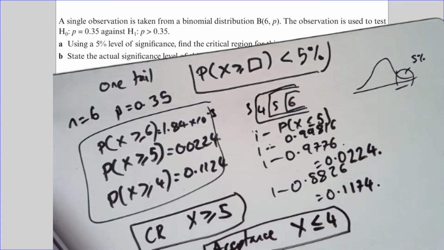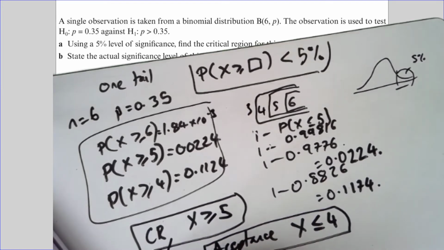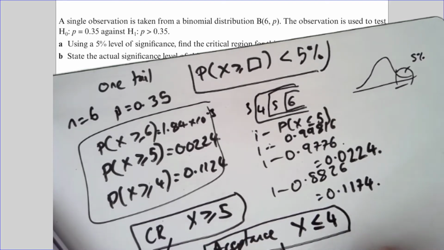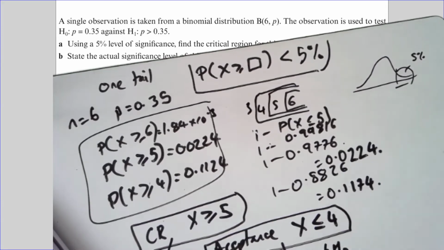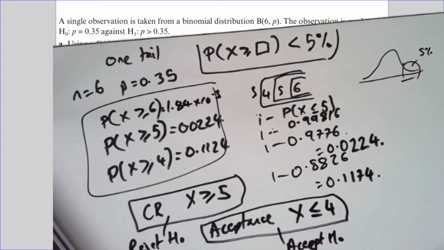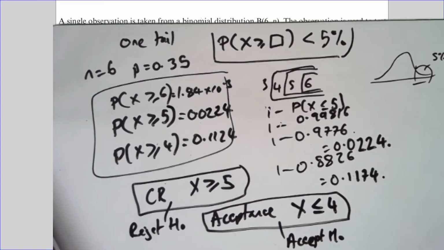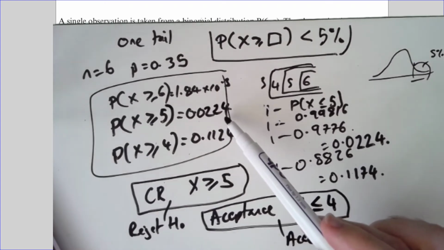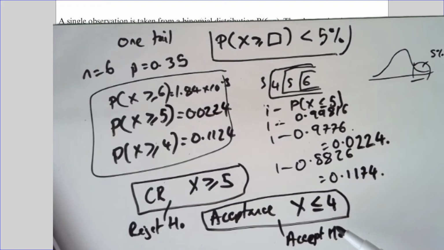So if you get 5 or higher, we reject H0, and 4 or lower, we accept H0. So if we have greater than or equal to 5, we're going to reject H0, because that is the 5%, well in this case 2.24% of least likely outcomes. And if x is less than or equal to 4, we're going to accept H0.